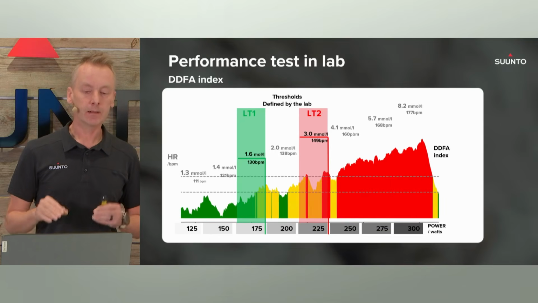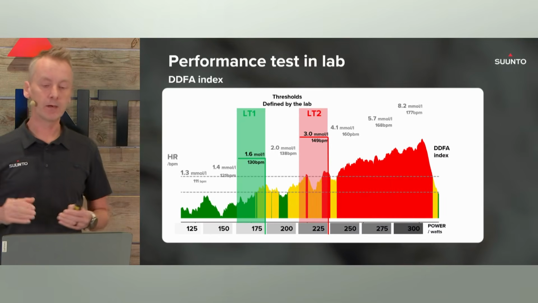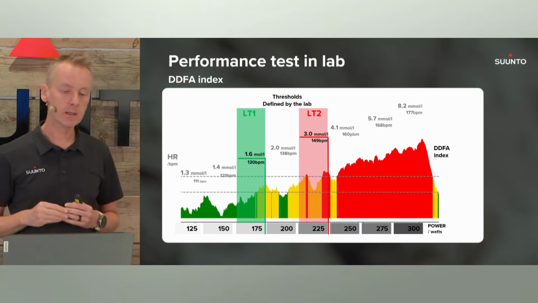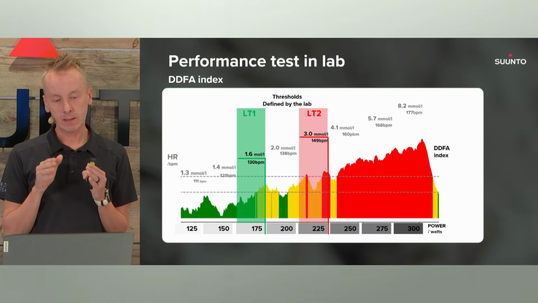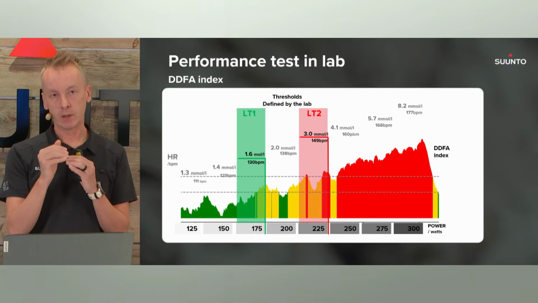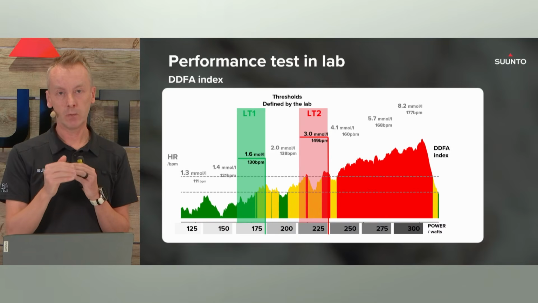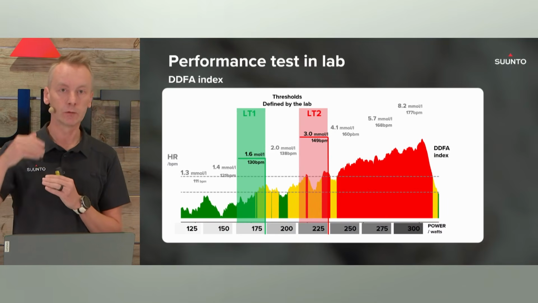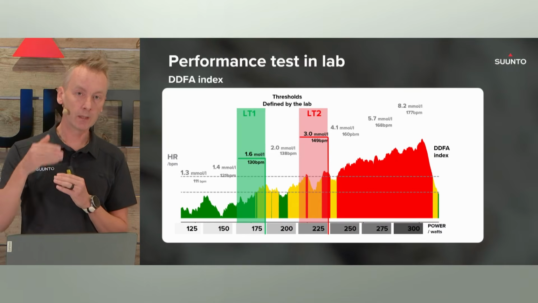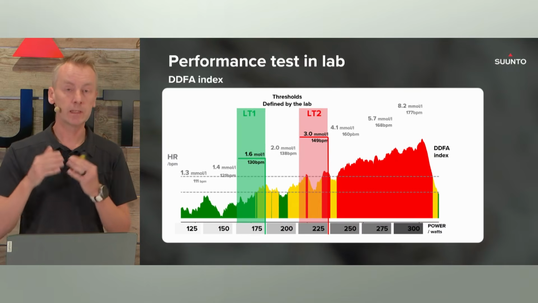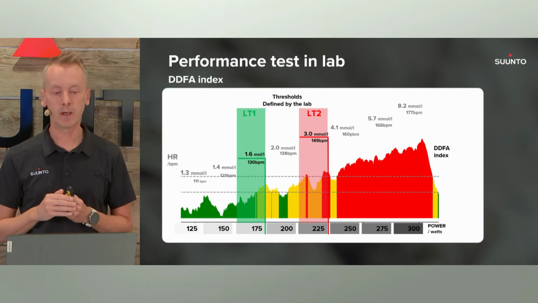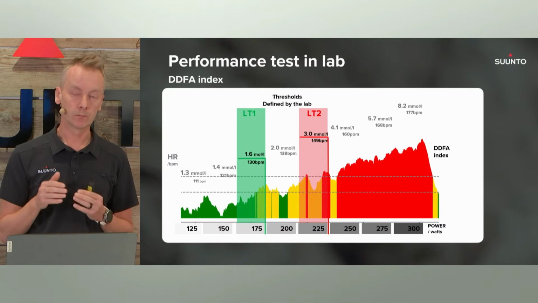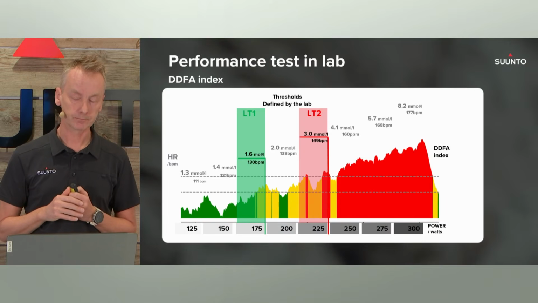Now, when we then draw the DDFA graph behind there, we can actually see that the DDFA value changes. It crosses the aerobic threshold at the same time where the lab was actually identifying the aerobic threshold, and it crosses over from yellow to red on anaerobic threshold at the same time. So it seems that we are able to identify those threshold levels through the DDFA index.